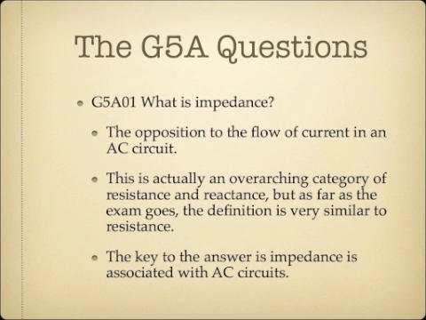What is impedance? Well, impedance is the opposition to the flow of current in an AC circuit. And impedance is actually an overarching category of things that oppose the flow of current, such as resistance and reactance. They're all forms of impedance. However, for the exam, the definition is very similar to that of resistance that we already know. So the key to this answer on the exam is you have to associate it with AC circuits. So for the purposes of the exam, impedance is the opposition to the flow of current in an AC circuit.